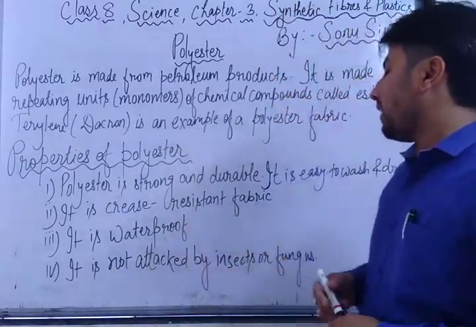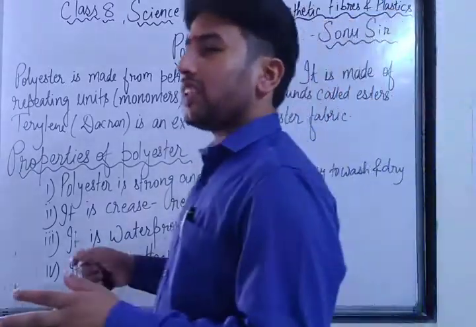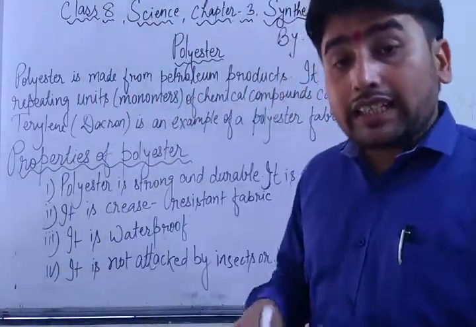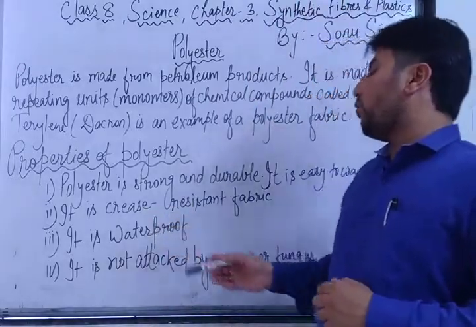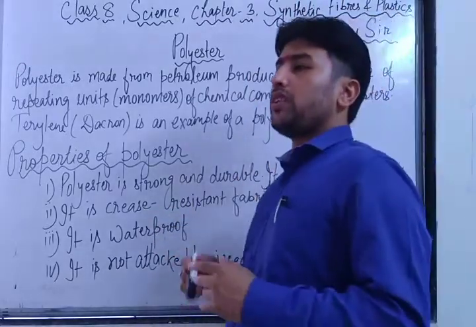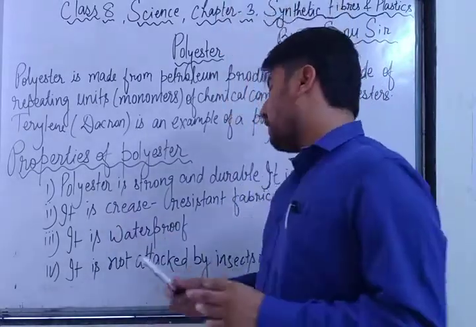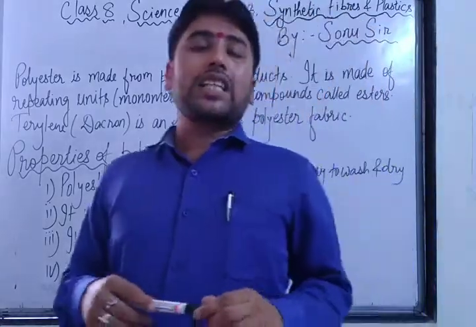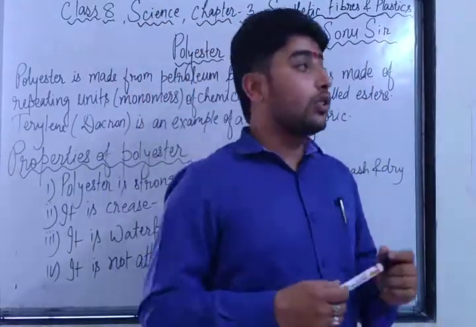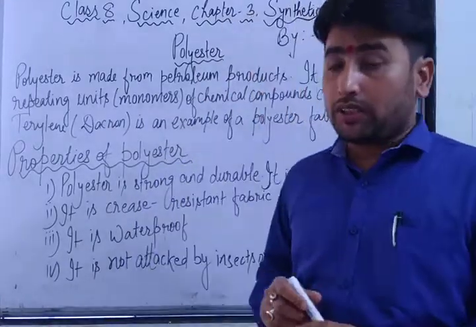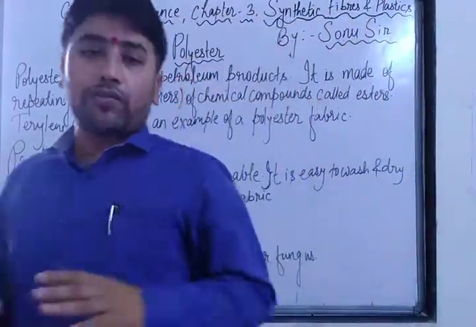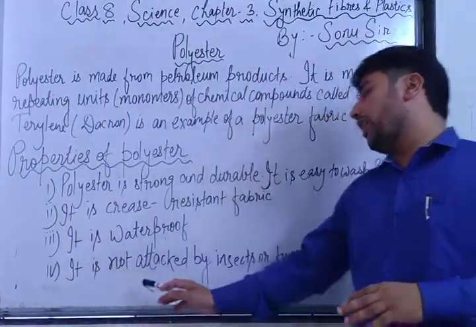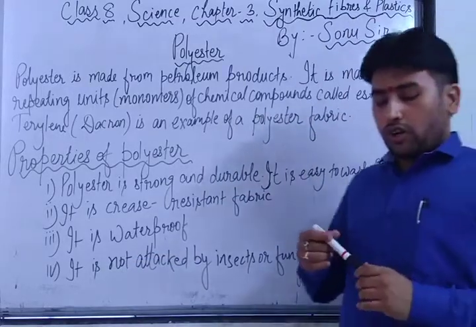It is crease resistant fabric. It does not require ironing, nothing happens to the crease. It is waterproof. Yes, even if you put water on the polyester dress, it is waterproof. It is not attacked by insects or fungus. If you put plastic into the soil, you might think it should be biodegradable, but it is not. It is non-biodegradable, so that's why it is written here: it is not attacked by insects or fungus.